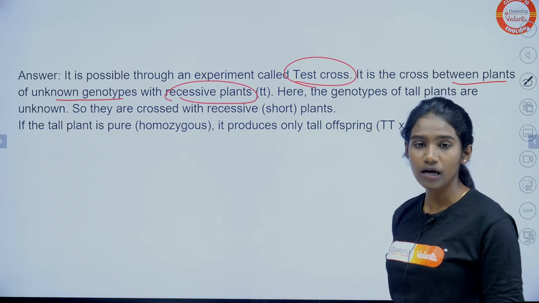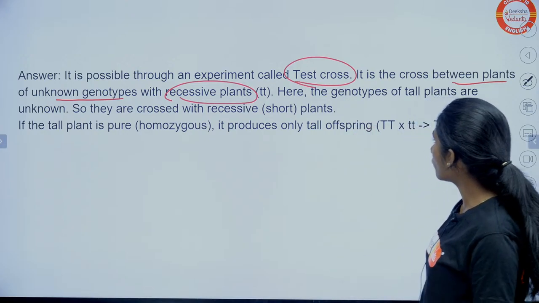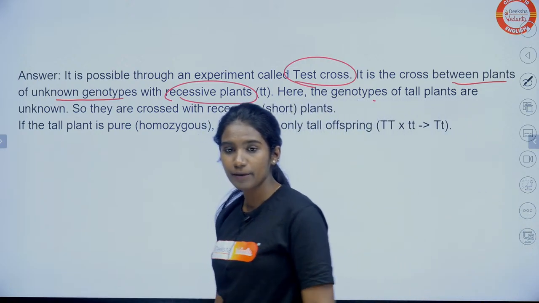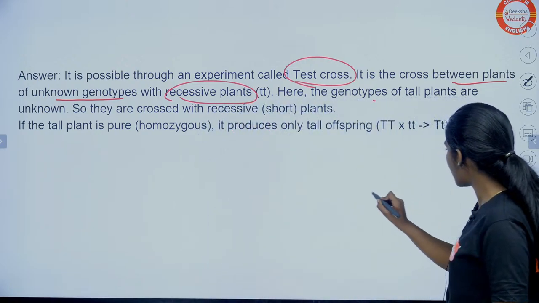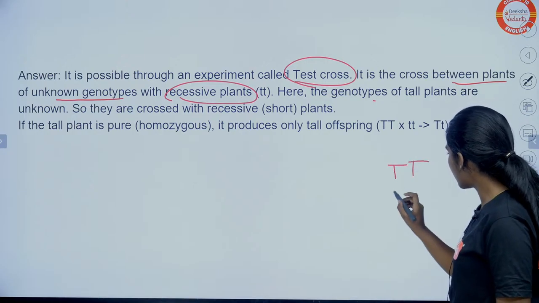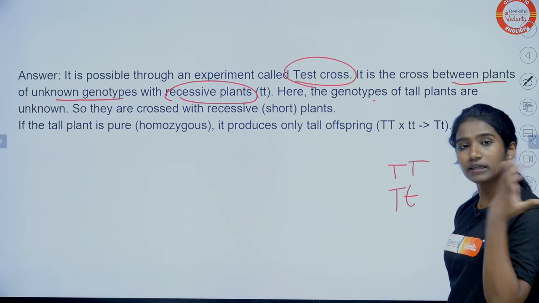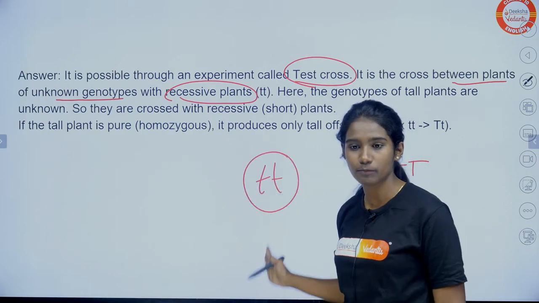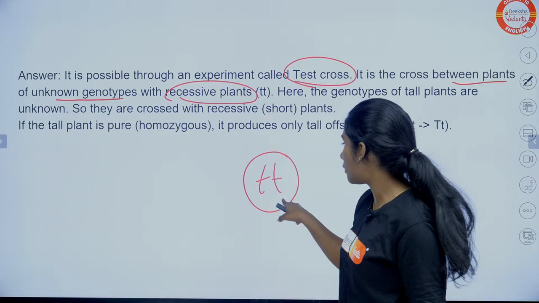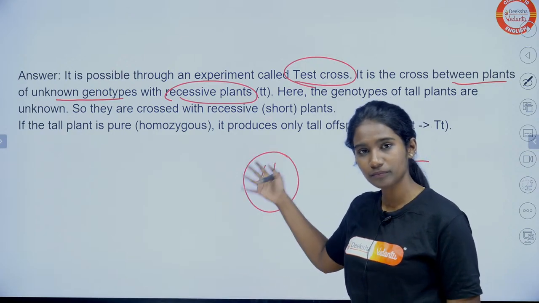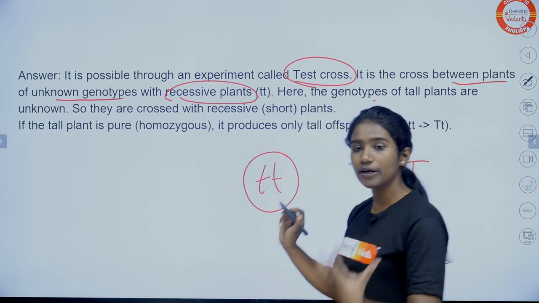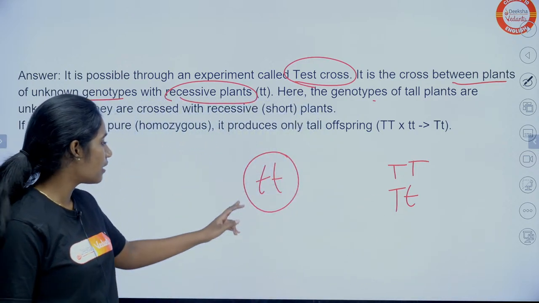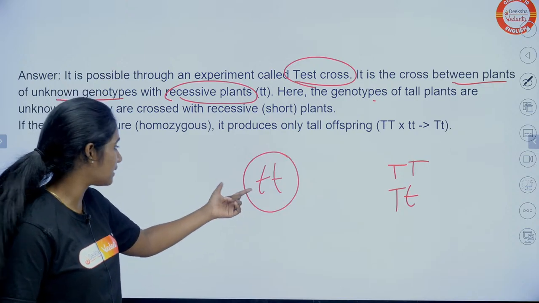We are crossing the unknown genotype. And then what do? Here the genotype of the tall plants are unknown, right? See, because tall plant, it can have capital T capital T, or capital T small t. Whereas if it is short, then obviously it will be small t small t because it is recessive. Along with small t, even if one capital T is there, then it will be dominant. So from the recessive one you can find out. If the plant is short, then you can say that yes, it has this gene.